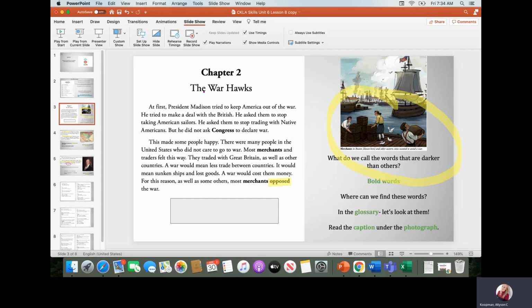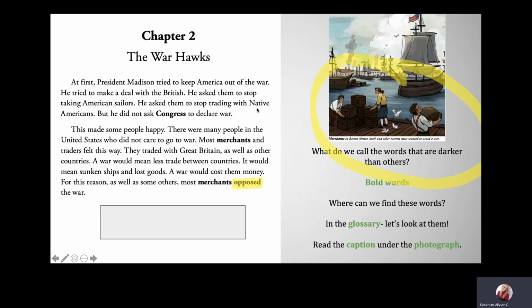So, chapter 2, the War Hawks. At first, President Madison tried to keep America out of war. He tried to make a deal with the British. He asked them to stop taking American sailors. He asked them to stop trading with Native Americans, but he did not ask Congress to declare war. So remember, guys, Congress is the legislative branch, people who were elected and they could potentially make laws. They could make those big decisions. So President Madison would have to ask them to declare war for it to start.